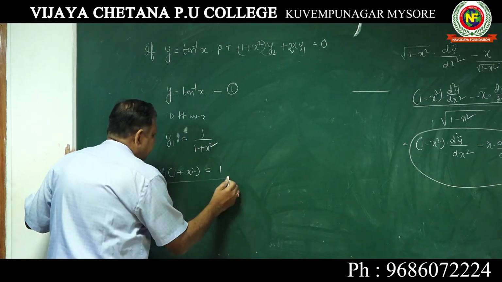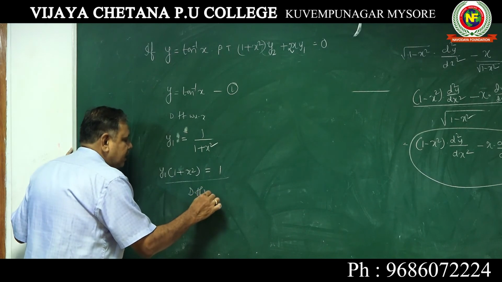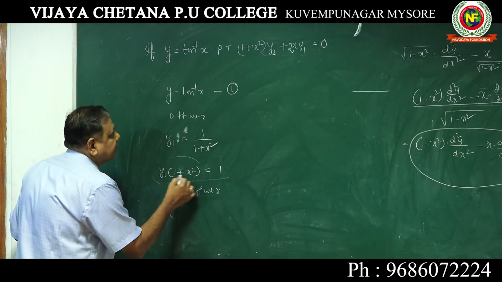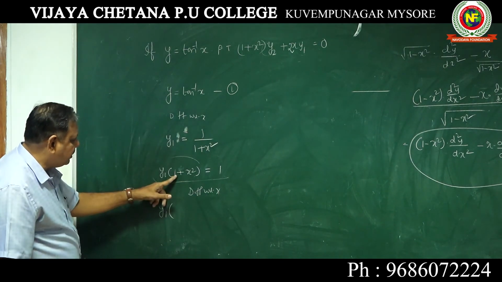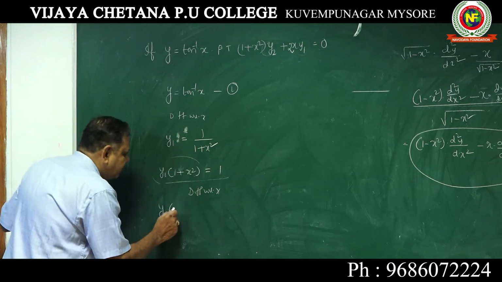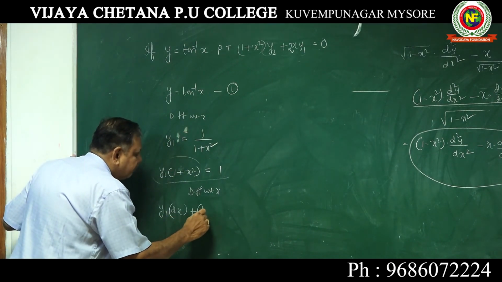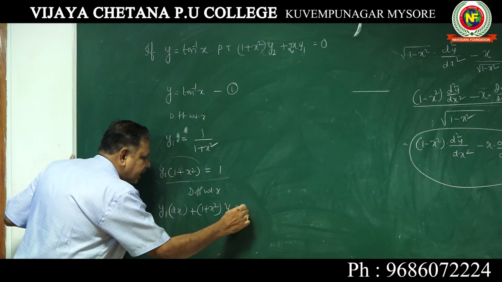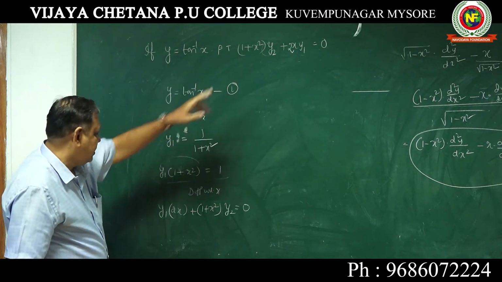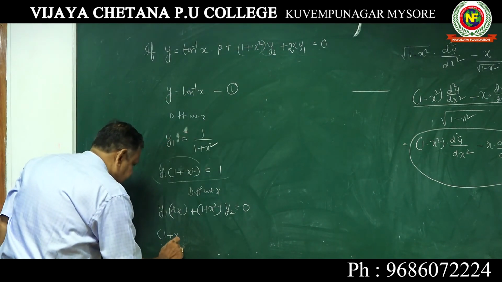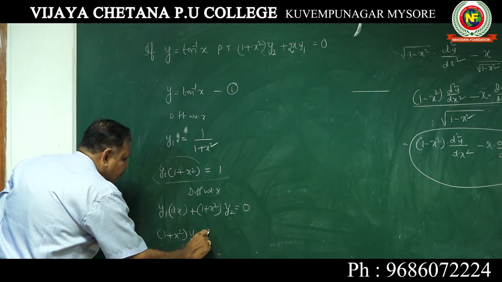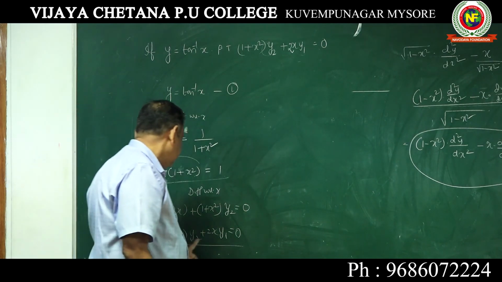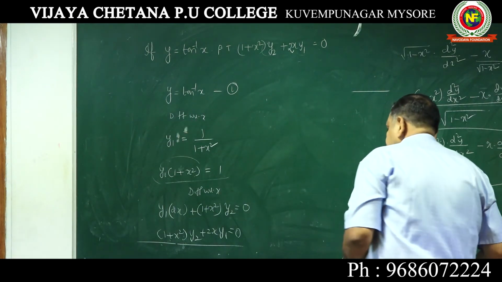Now differentiate again with respect to x. Apply the product rule on the left side: y1 into the derivative of 1 plus x square, which is 2x, plus 1 plus x square into the derivative of y1, which is y2, is equal to the derivative of 1, which is 0. So we get 1 plus x square y2 plus 2x y1 is equal to 0.